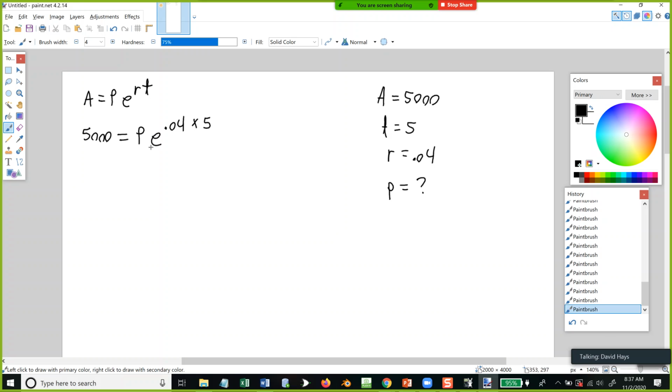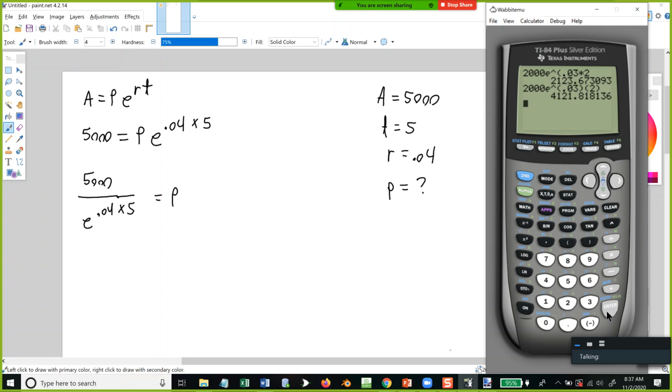Now we're trying to get P by itself. This e to the 0.04 times 5, if I plug that in my calculator, that just gives me a number, a bunch of decimal places. So to get the P by itself, we're going to divide both sides by this number. So we'll take 5,000 divided by e to the 0.04 times 5. So 5,000 divided by e. Again, key is do not put any extra parentheses in here.